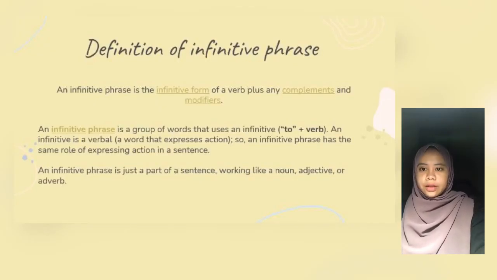Definition of infinitive phrase. An infinitive phrase is the infinitive form of a verb plus any complements and modifiers. An infinitive phrase is a group of words that uses an infinitive, to plus verb. An infinitive is a verbal, a word that expresses action. So an infinitive phrase has the same role of expressing action in a sentence. An infinitive phrase is just a part of a sentence working like a noun, adjective, or adverb.